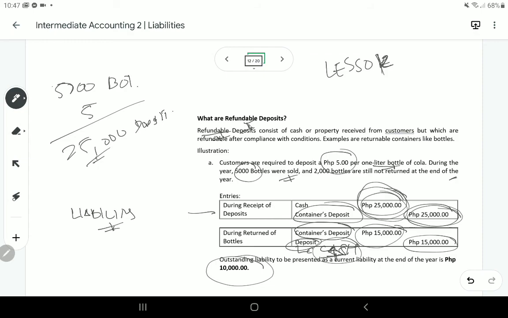Okay? Then, during the year, 2,000 bottles are still not returned. So, meaning, if 2,000 bottles are still not returned, 3,000 bottles were returned. So, yung dapat isasauli mong pera is 3,000 times 5. So, that is 15,000. This entry. The 2,000 bottles still unreturned. Ito yun siya. Yung 10,000. That is 2,000 times 5 pesos.